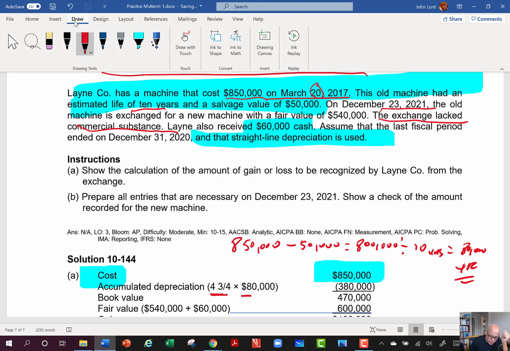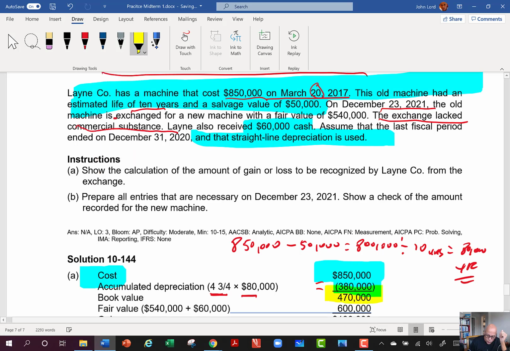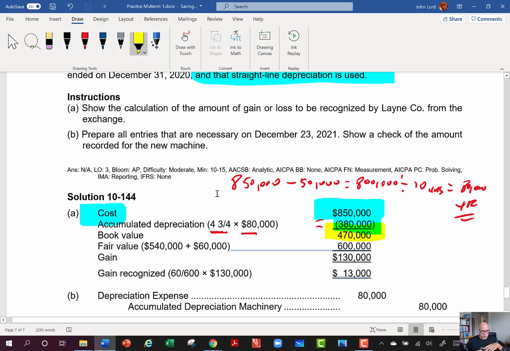So I take the 4 3/4 times the 80,000. They would have taken depreciation at 380, and they would have depreciated it down to this 470. Okay, so they've gone ahead and depreciated it down. Now, I know I'm going to take some gain on this because I had cash received, and I will take a gain that's proportionate to the amount of cash that I received, unless the amount is 25% or more of the fair value, and then I'll take the entire gain. But we'll get to that.